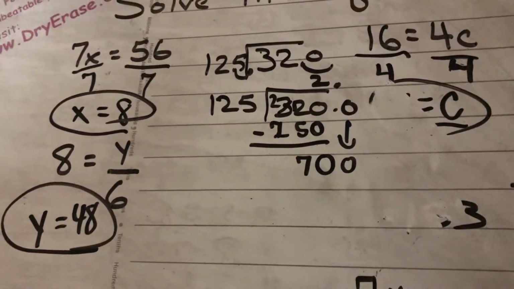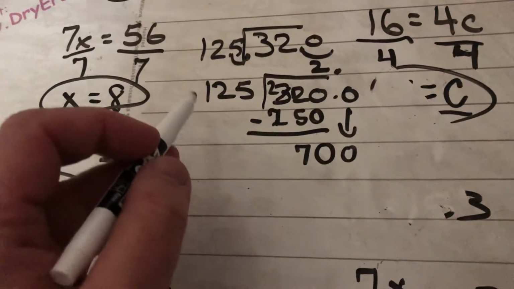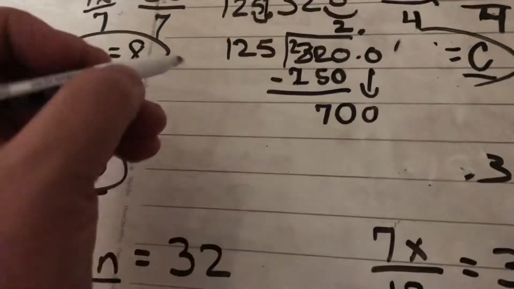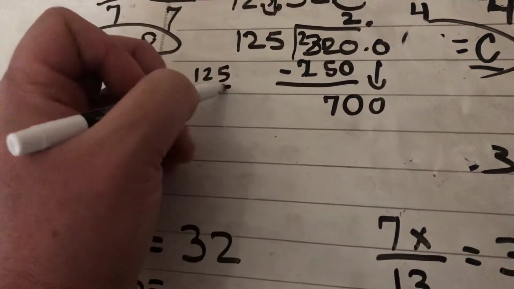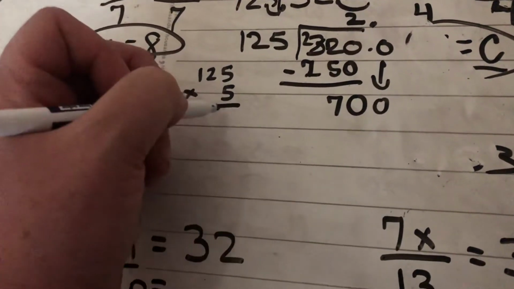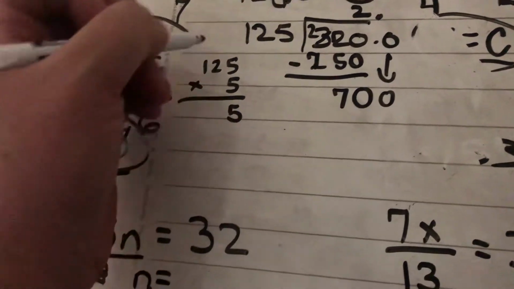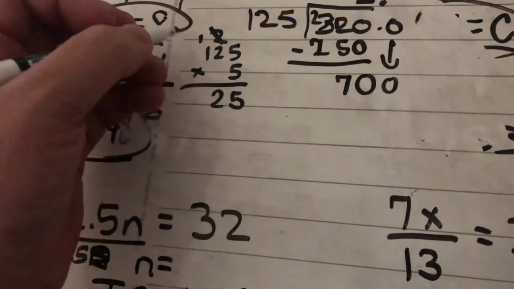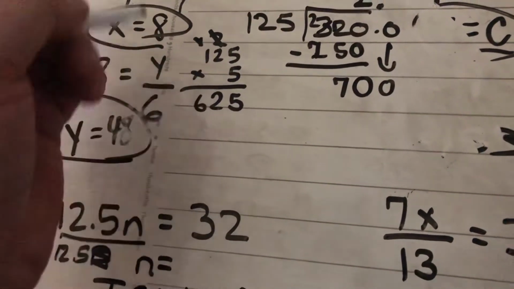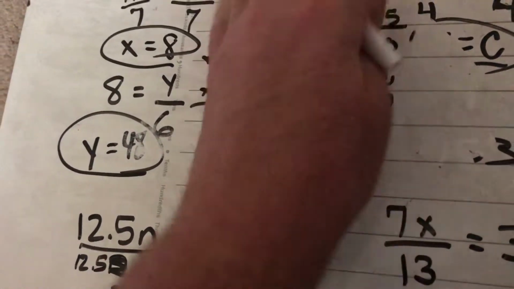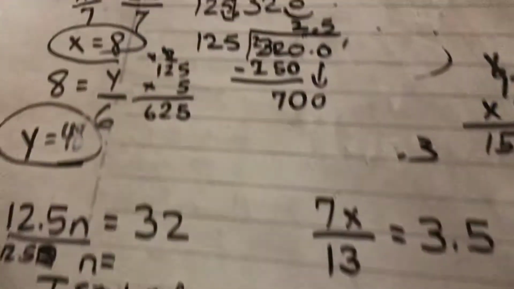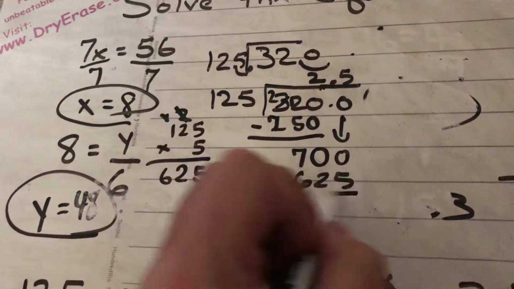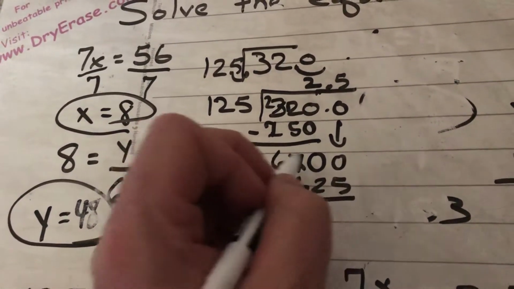Well, I know 125 times 6 would give me 600, but the 25 times 6 would get me over 700. So I'm going to try 125 times 5 and see what I get. 5 times 5 is 25, put the 5 down, carry the 2. 5 times 2 is 10, plus the 2 is 12. Put the 2 down, carry the 1. 5 times 1 is 5, plus 1 is 6. So I'm pretty comfortable here with 5. I'm going to erase some more room here. 625.